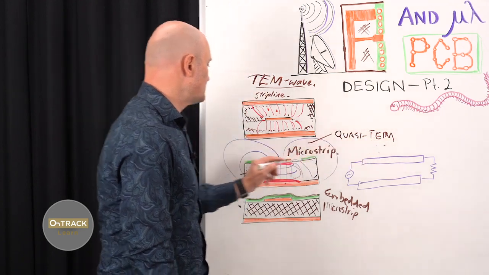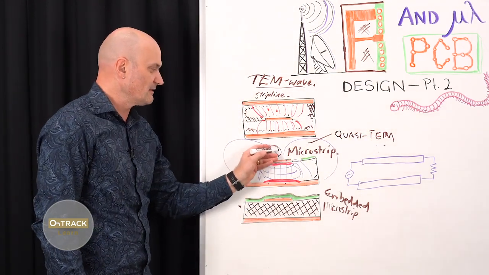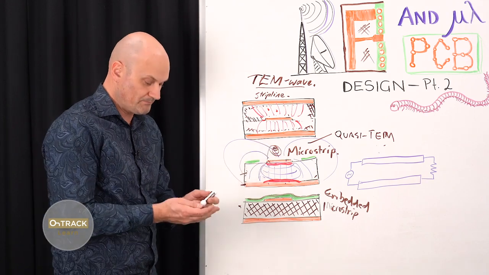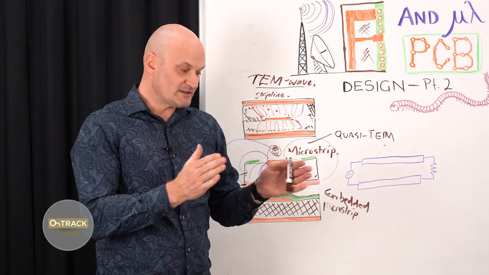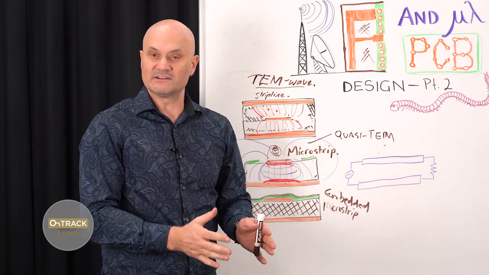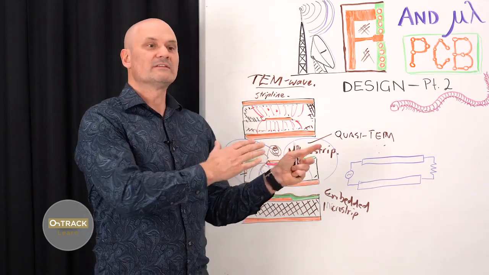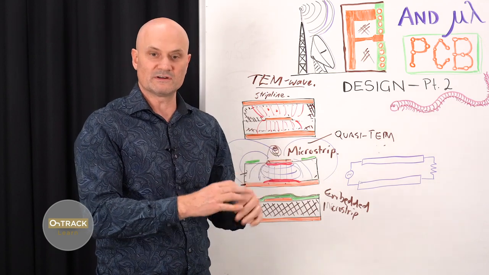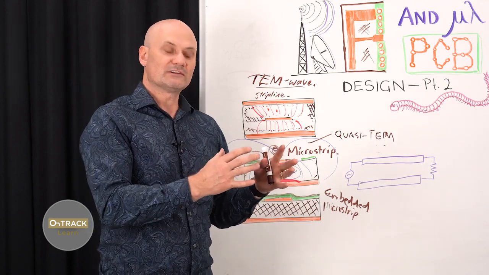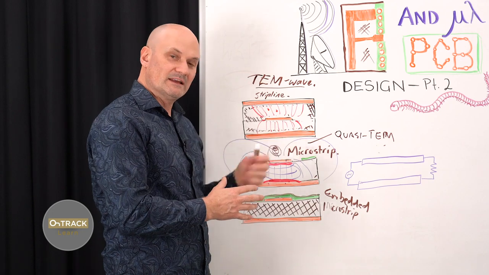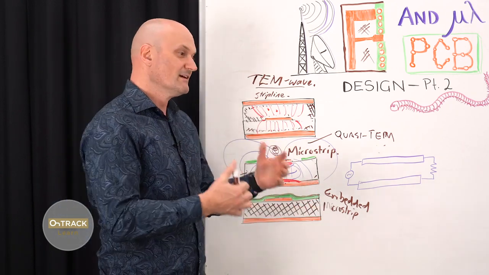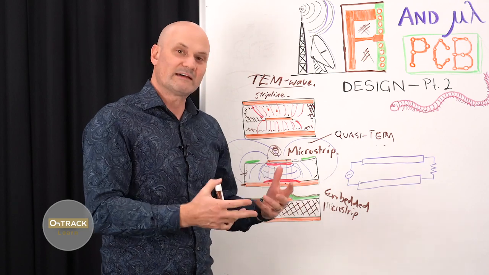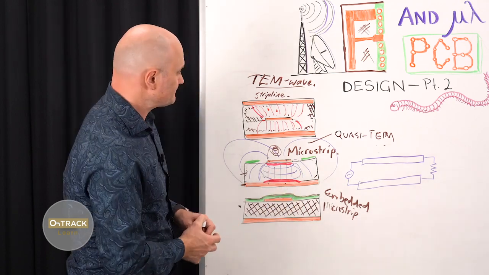And that's simply because some of the wave is traveling in the air above the board, and the wavelength is different in air than it is in the dielectric in the board, and so the propagation velocity is different as well. So there are different electromagnetic modes in a microstrip, which makes calculating a microstrip impedance and working around that a little more tricky.